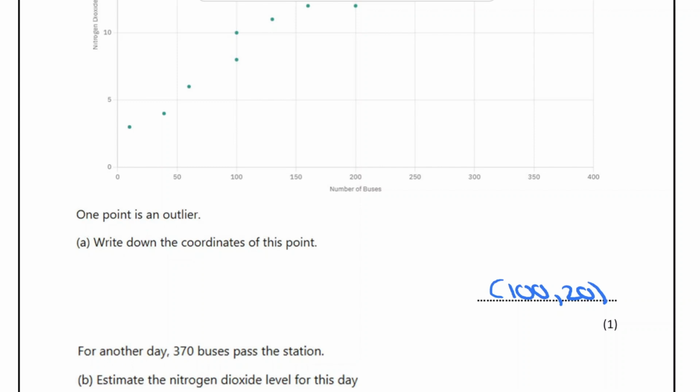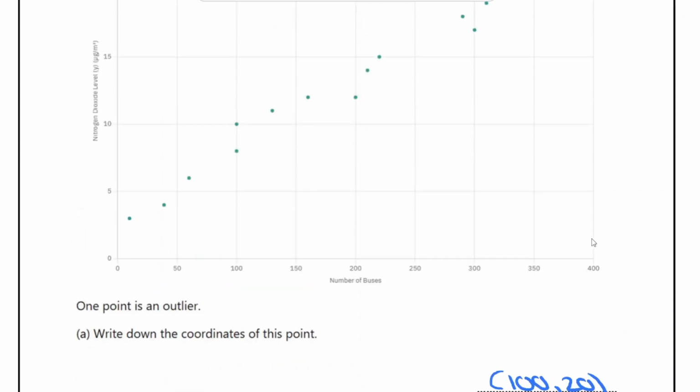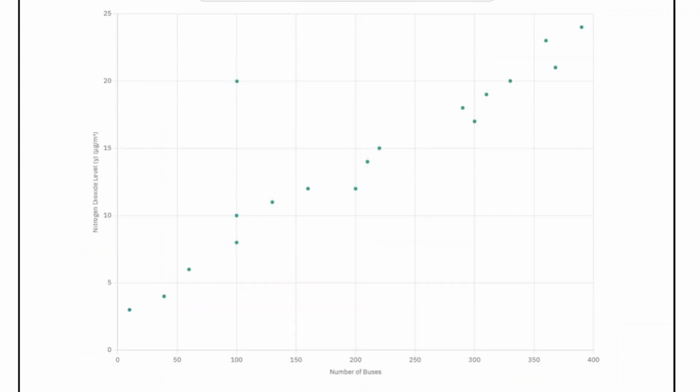Then for part B, we have another day where 370 buses pass the station. We need to estimate the nitrogen dioxide levels for this day. So what we need to do here is put a line of best fit. It doesn't have to be completely accurate, but it should cover the majority of the points. Then we need to look at where 370 is, which is about here. And then we just need to look at where this hits the line and then go across over to the nitrogen dioxide levels.